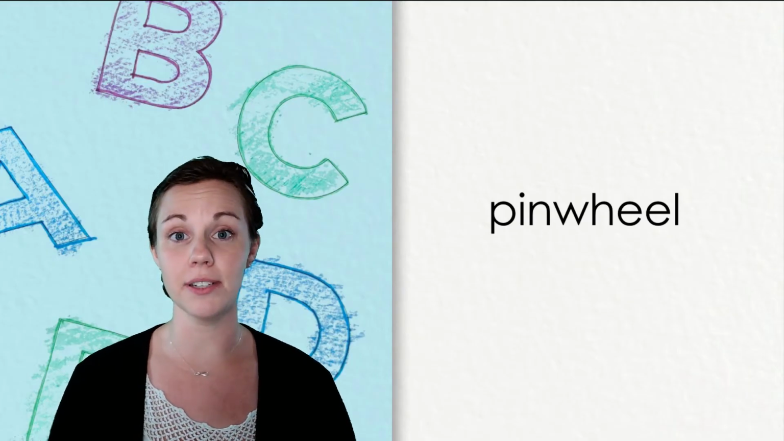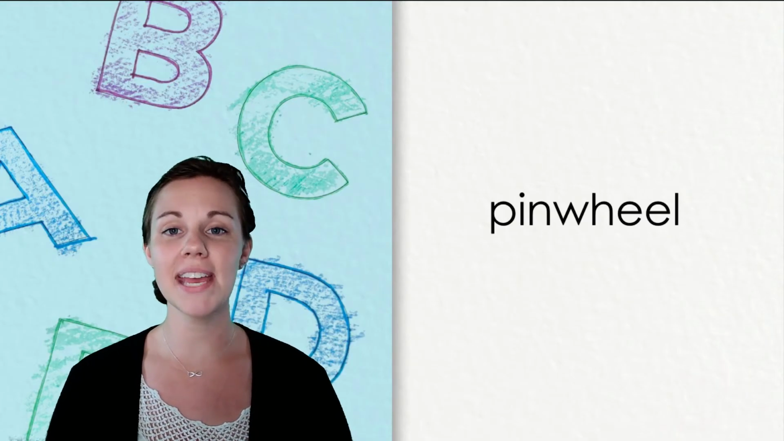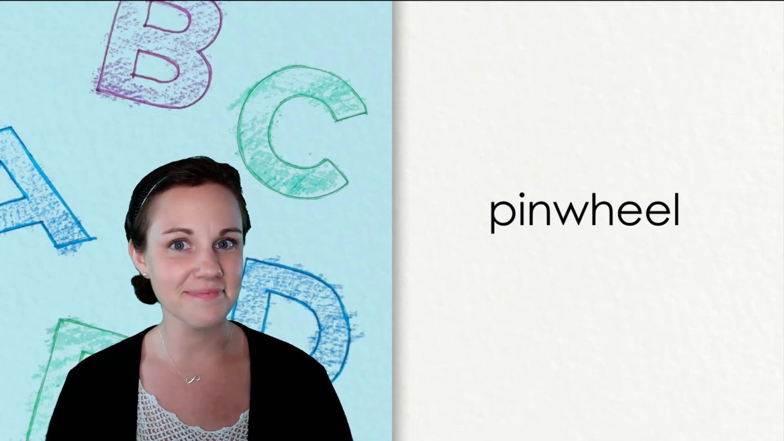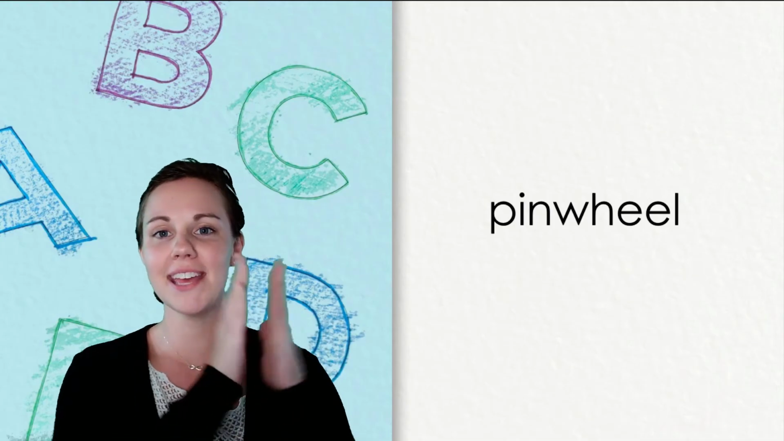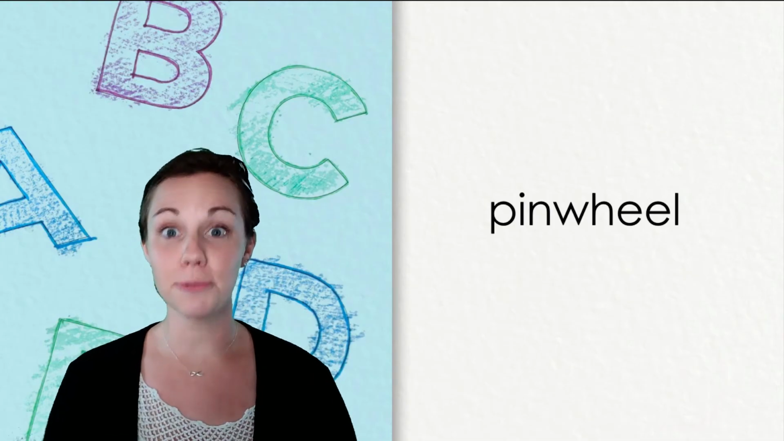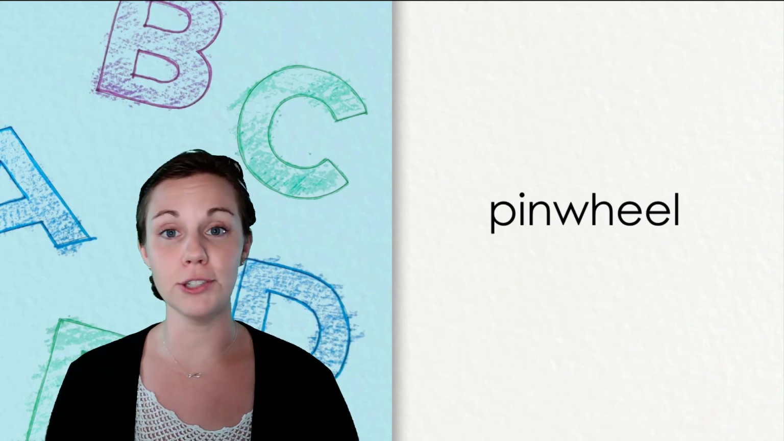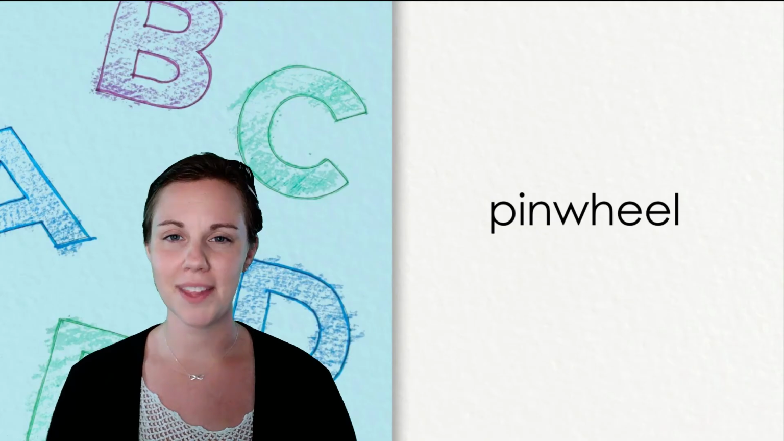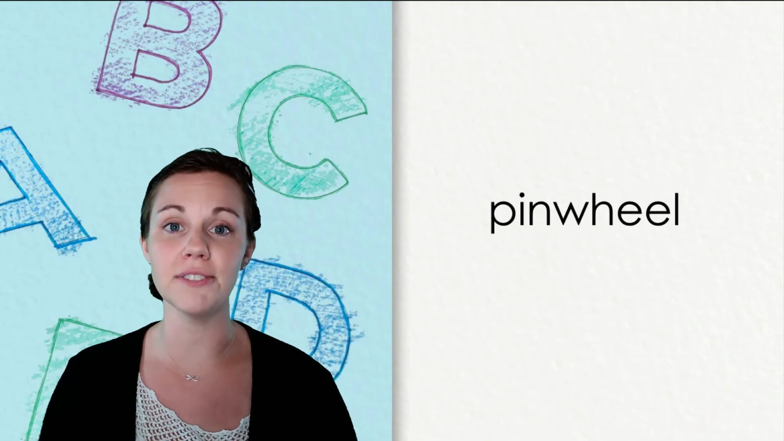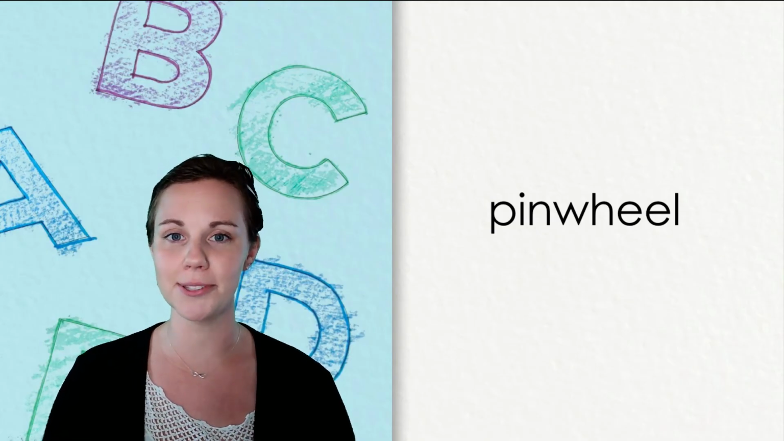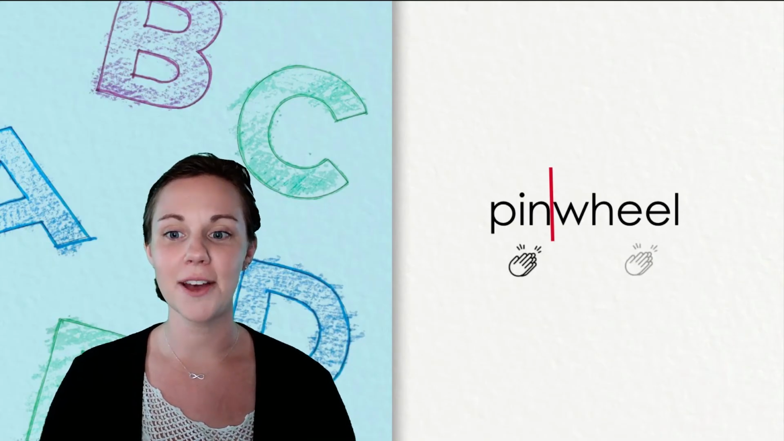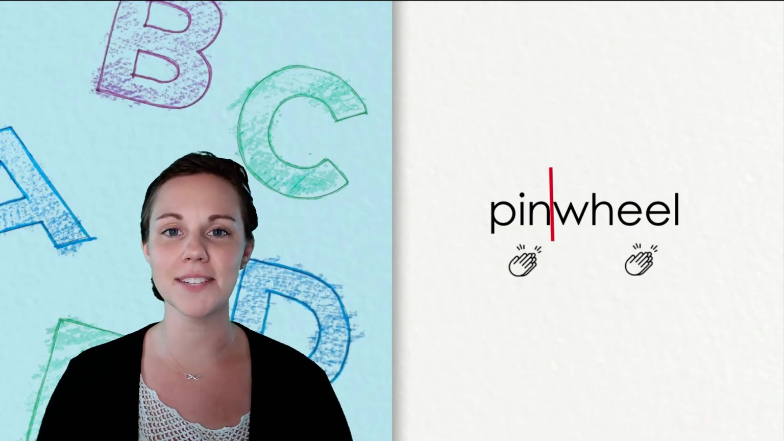Here's our next word. It says pinwheel. Go ahead and clap it. Pinwheel. Great work. We clapped 2 times, which means it has 2 syllables. Let's check to see where we should divide our word into its syllables. We heard pin, wheel. That's exactly what we clapped.